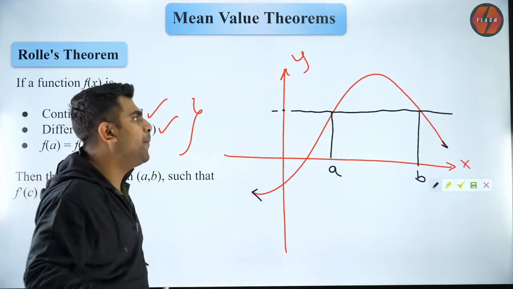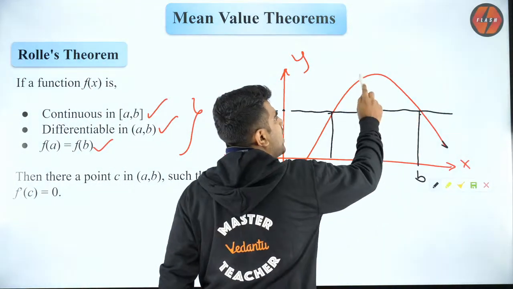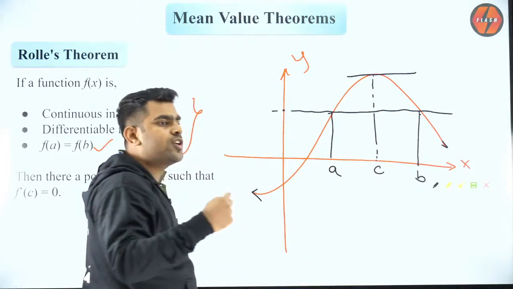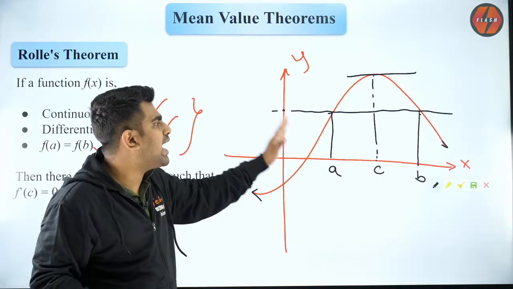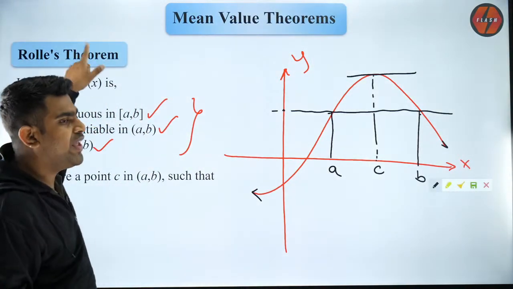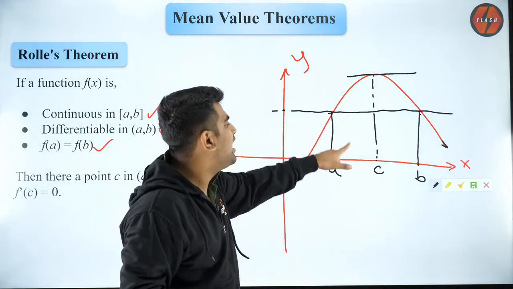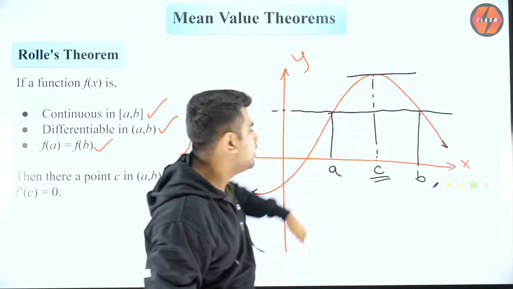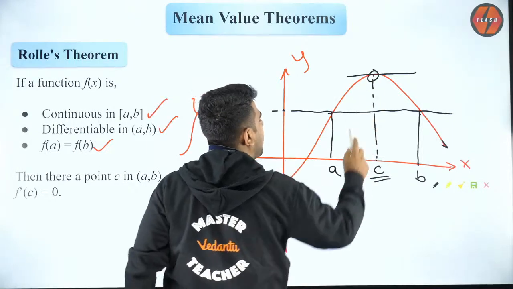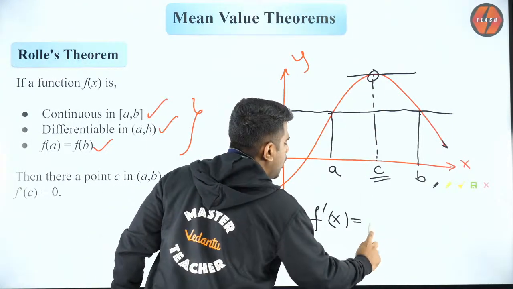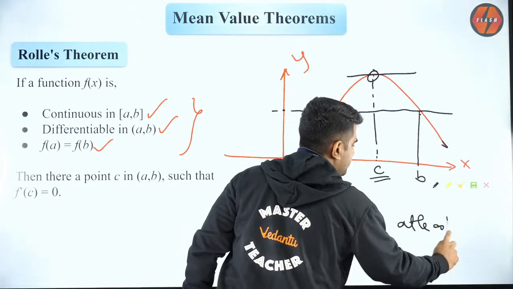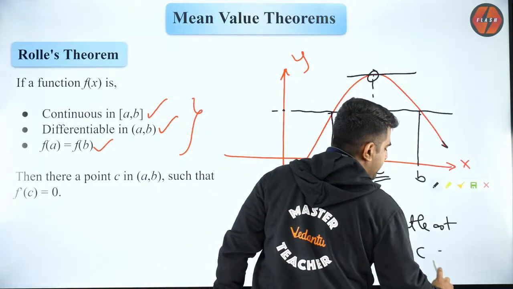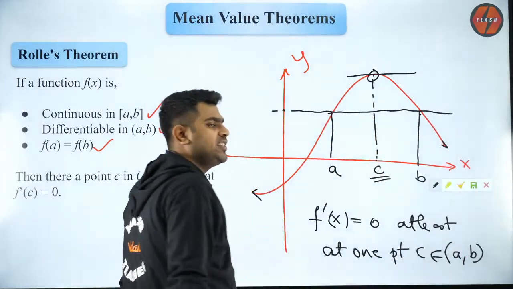So when you have such a curve, surely between a and b, at one point your graph will become parallel to your x-axis. That is what Rolle's theorem says. If your graph is satisfying these three conditions, then surely at one point at least, your graph will become parallel to the x-axis. That means the slope of your graph, f dash of x, will be 0 at least at one point c between a and b. That is what Rolle's theorem says.